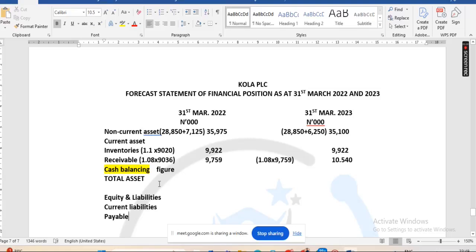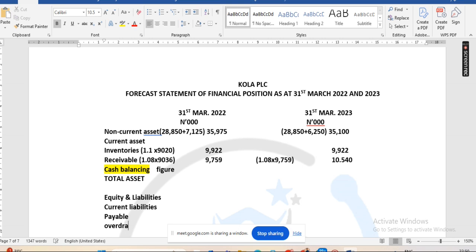It is for you to forecast for the future. You want to know, for you to forecast the statement of financial position, what is the main purpose? What is the objective? It is for you to determine if the company will have a cash balance at the end of the period to run the business in the following year, or they have to go on overdrafts, right? That is the objective. Now, payable. The next thing is payable.